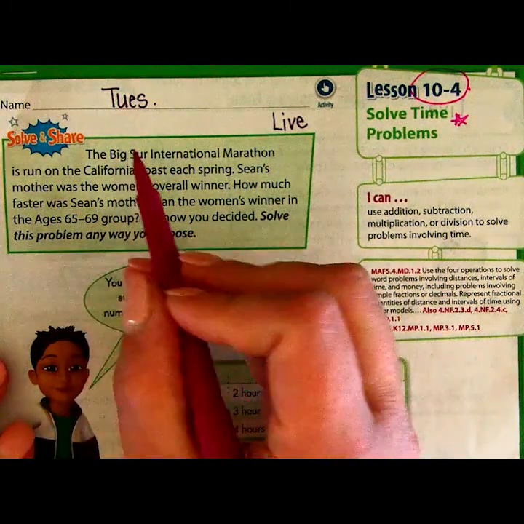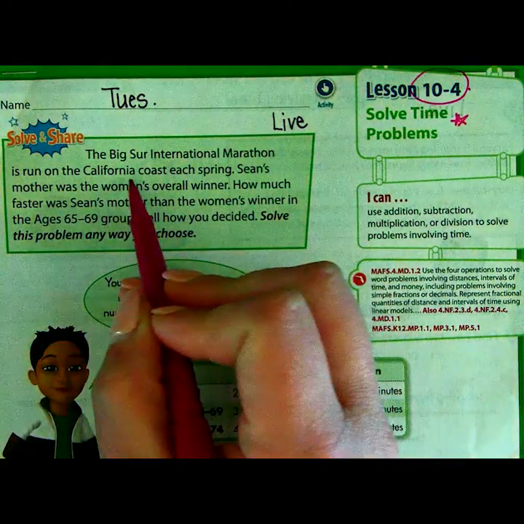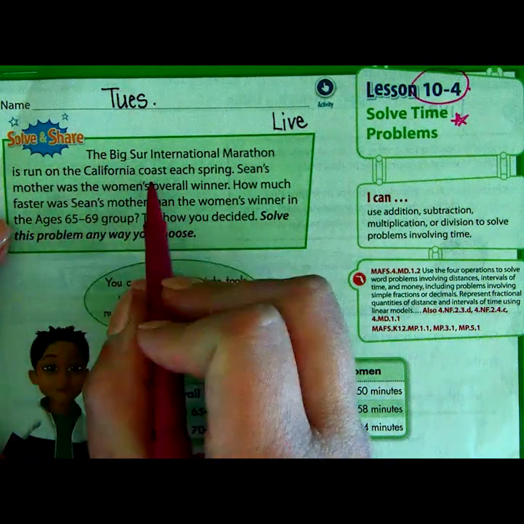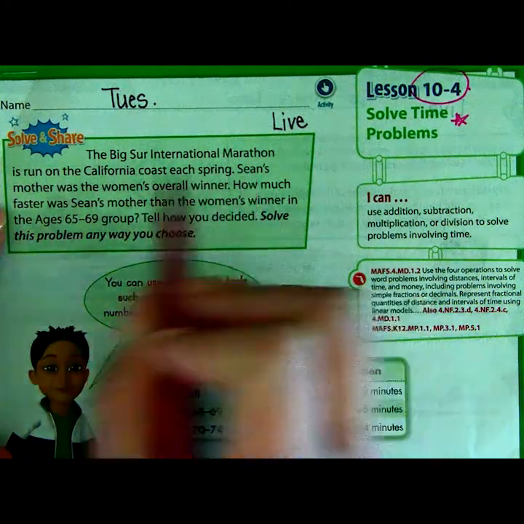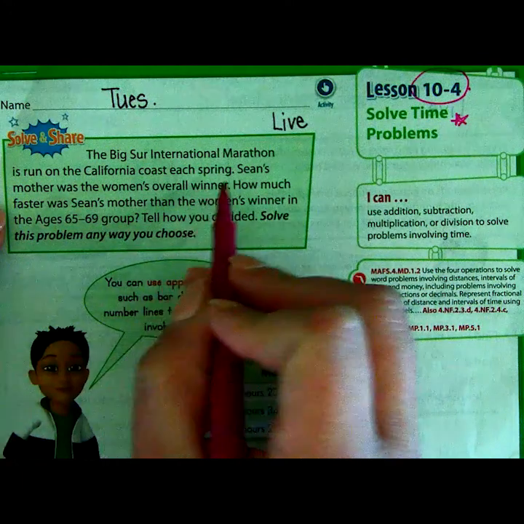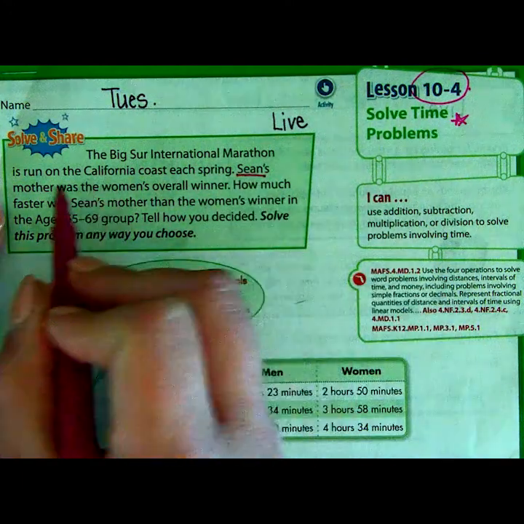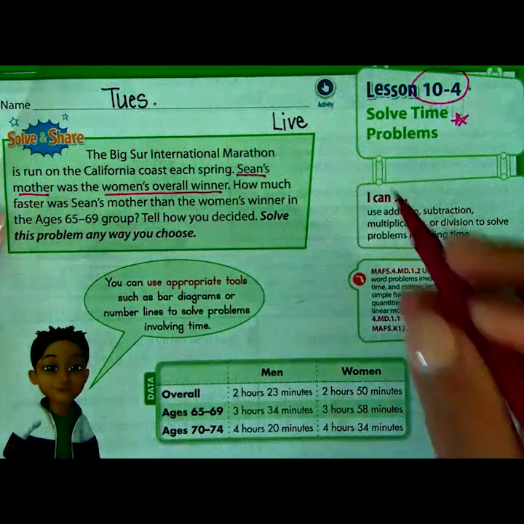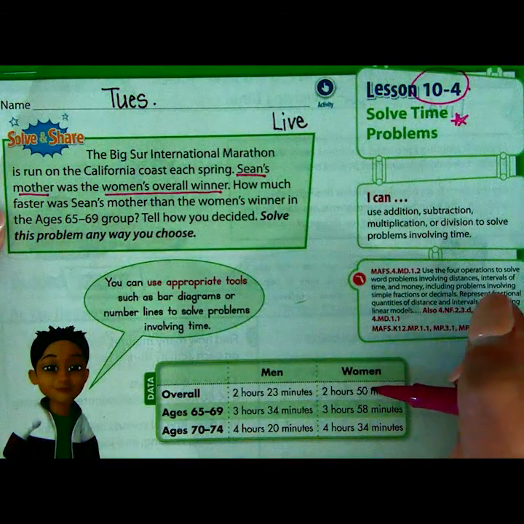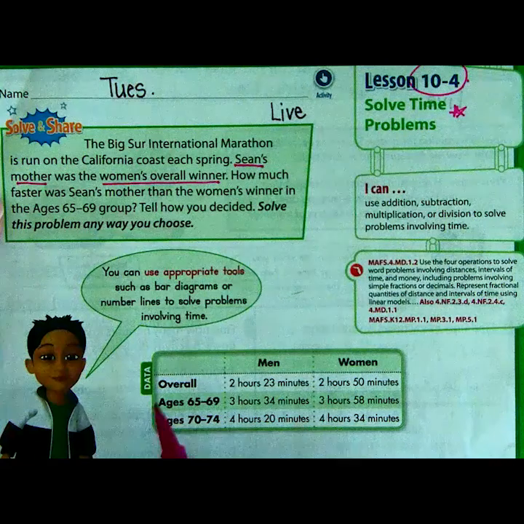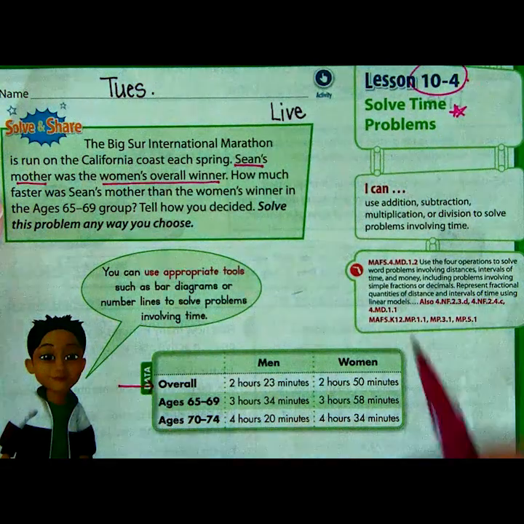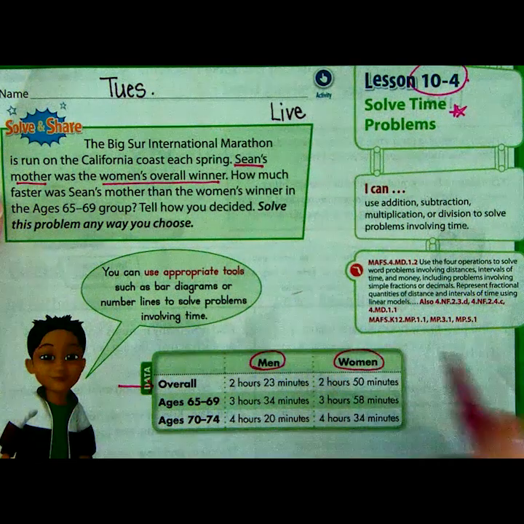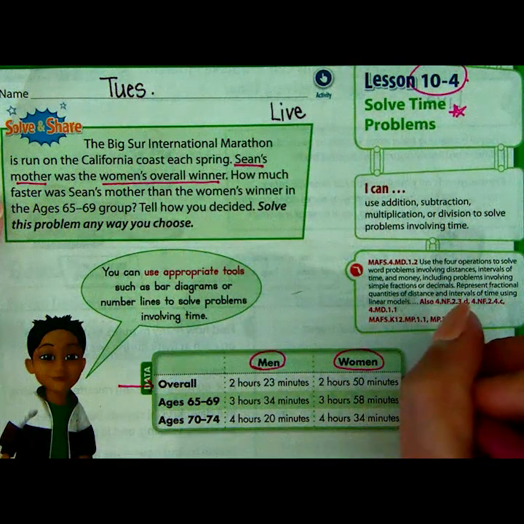So let's read this problem together. The Big Sur International Marathon is run on the California coast each spring. Sean's mother was the women's overall winner. So we've got Sean's mother was the women's overall winner. And the reason I highlighted that is that I looked down here at this chart, I glanced at it, and I saw that there's overall, and then I see there's the men's category and the women's category. So I guess Sean's mother placed right here.